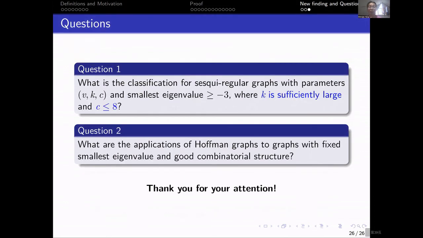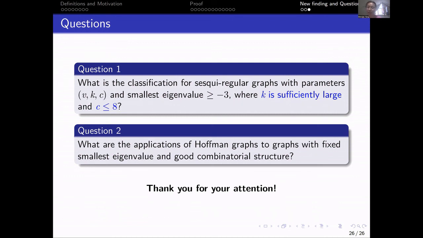So we have 2 more questions. The first question is, when lambda is 3, what is the classification for the case where c is at most 8? Because in the previous page, we gave a classification for c at least 9. And we want to do more. We want to say what will happen when c is at most 8.